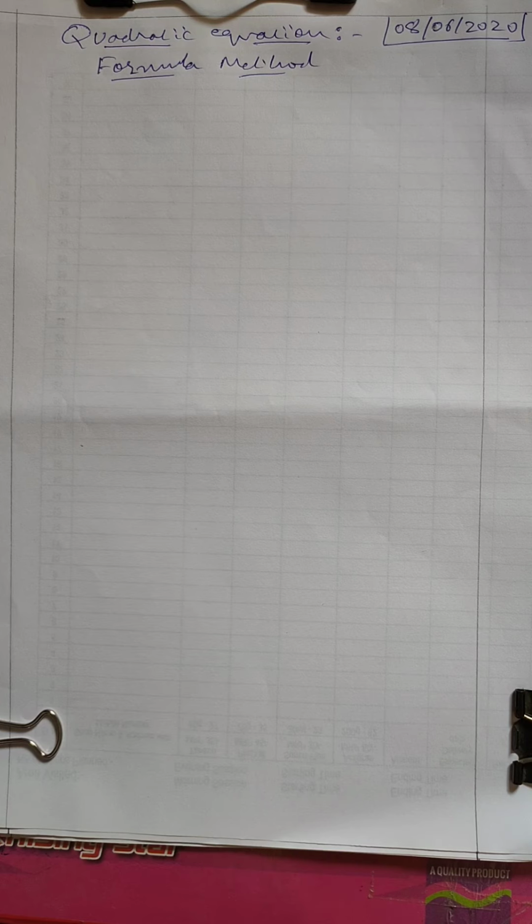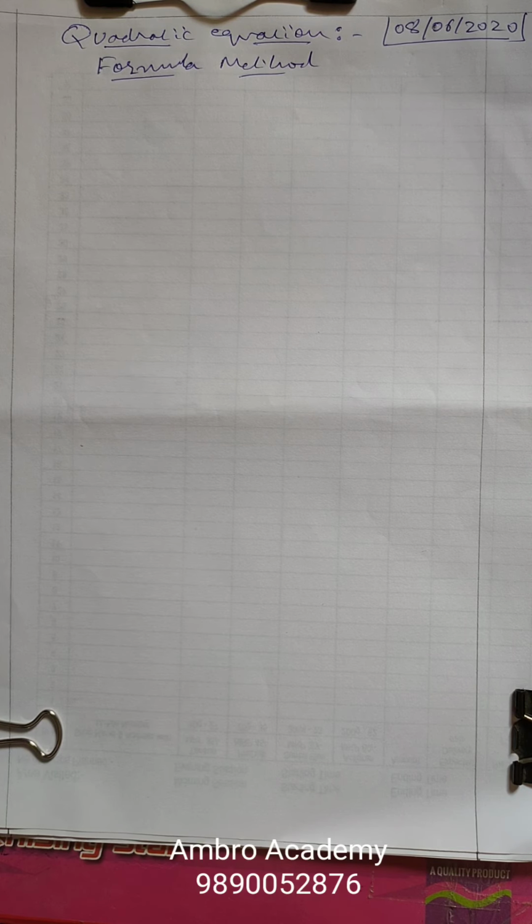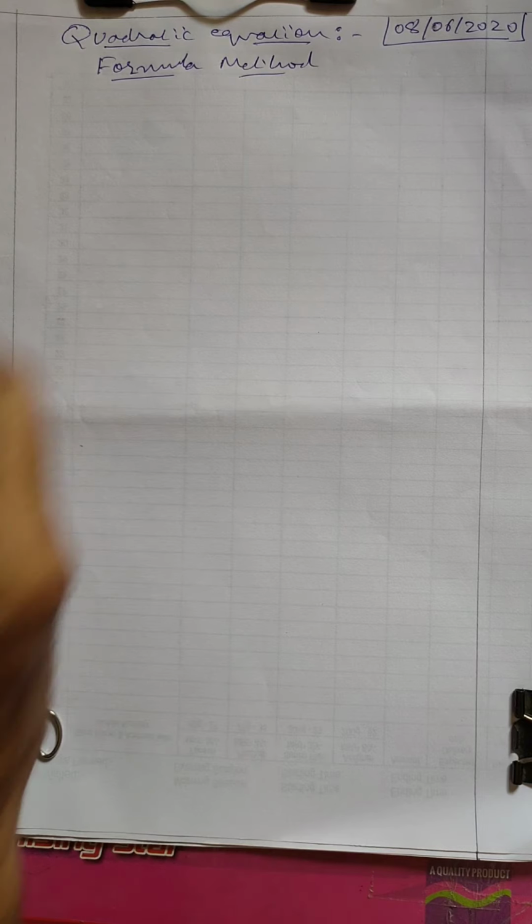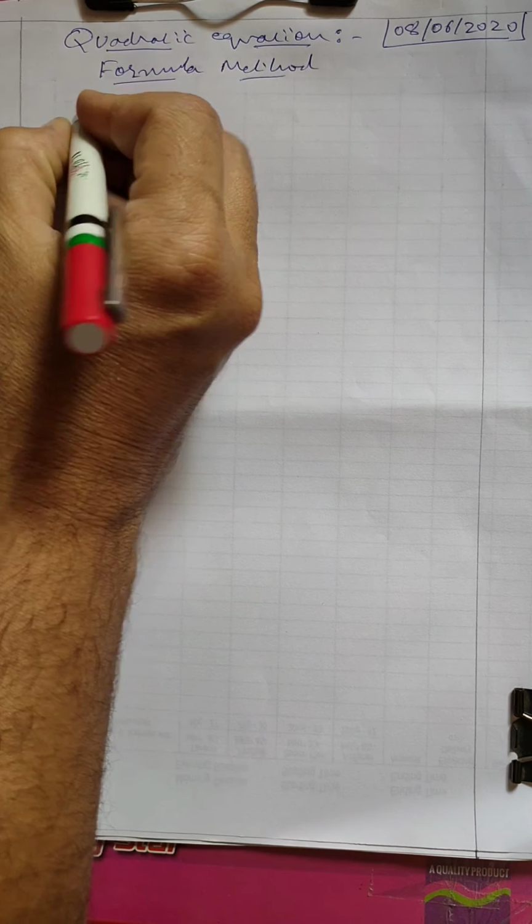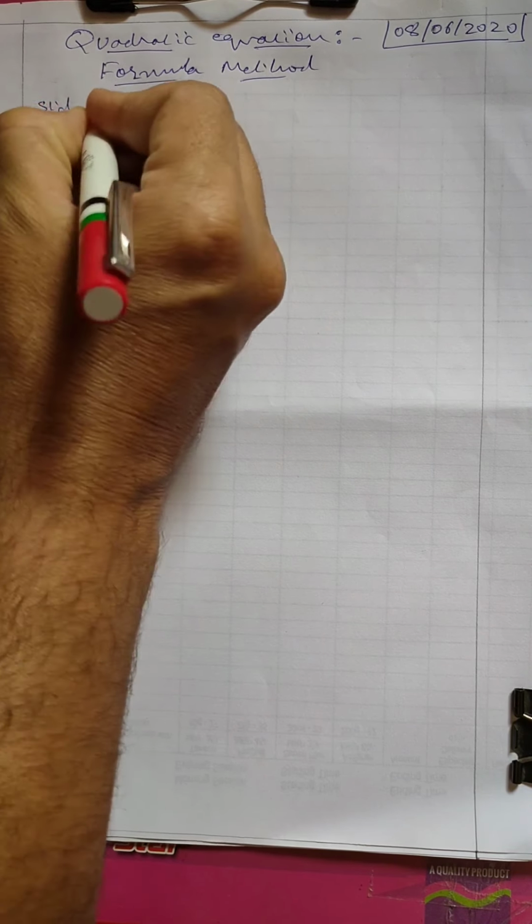Formula method is one of the easiest methods of solving a quadratic equation to find the roots. As everyone knows, a quadratic equation has two roots, which are also called zeros of the polynomial. So let's start with the standard formula. What is the standard formula of a quadratic equation?